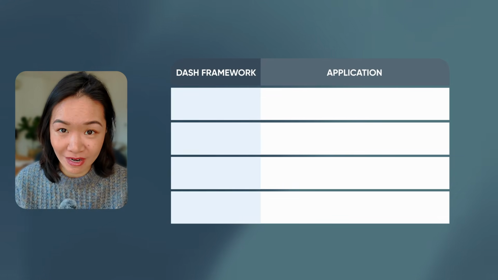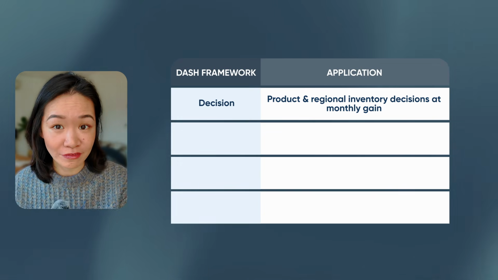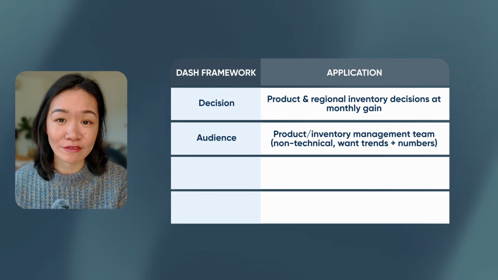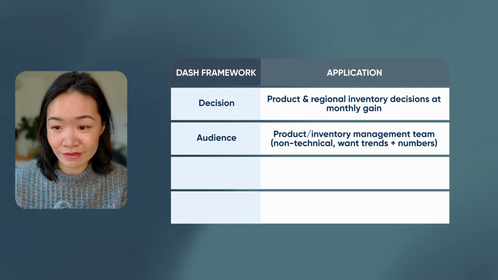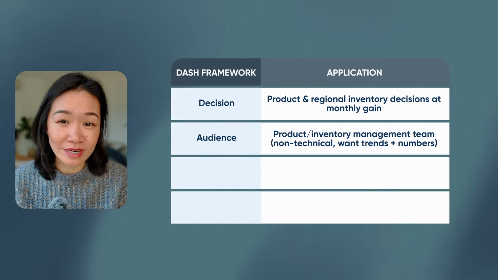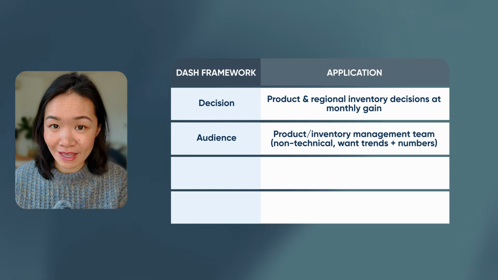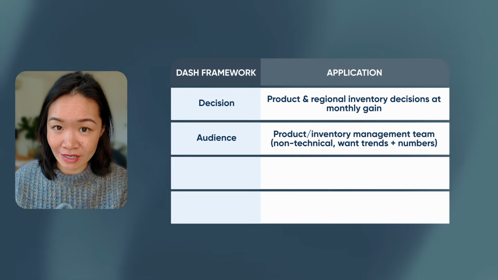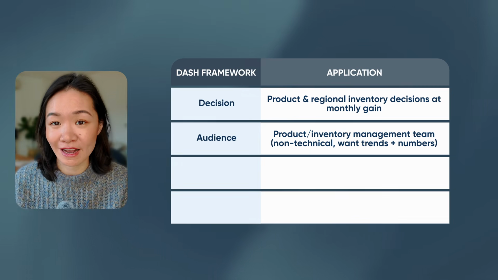Now, before I build anything, here's how I would go through the actual DASH framework. The decision is around product and regional inventory on the monthly level. The audience is the product and inventory management team. So they're people who are not super technical. They want to see the high level trends, but they also want to see the numbers and get more detailed if they want to. So that means that I probably have a mix of charts and graphs, and I also want to have some tables so that they can see the actual values.